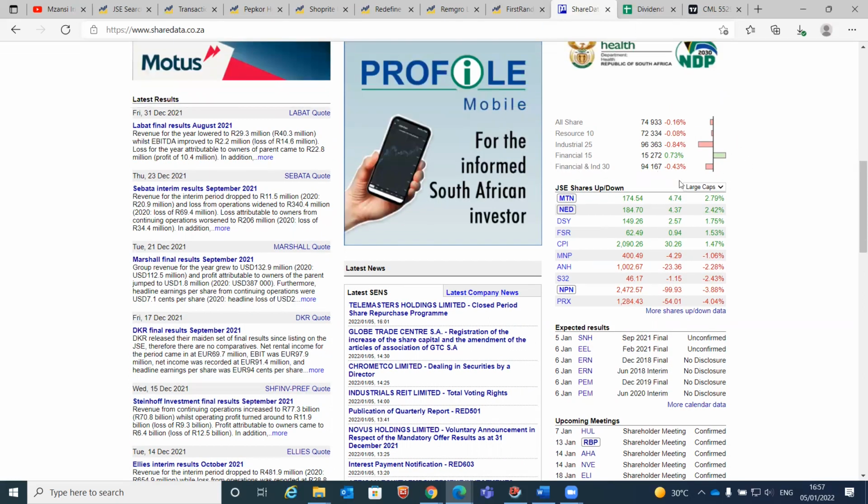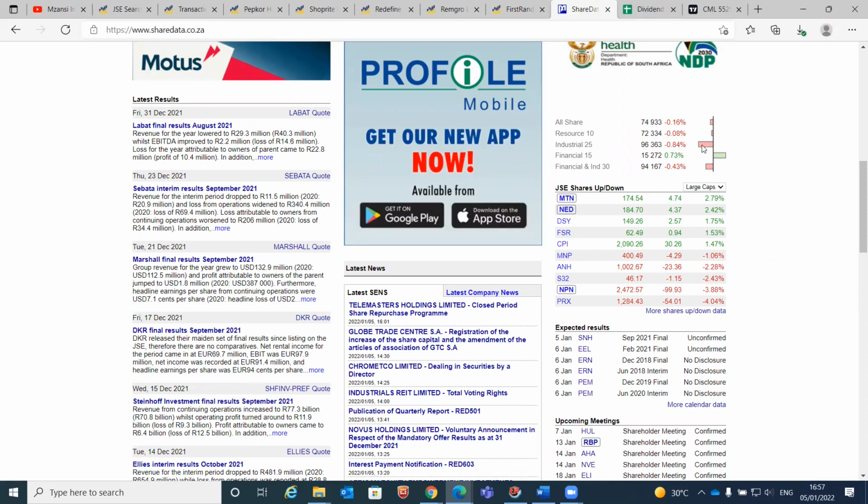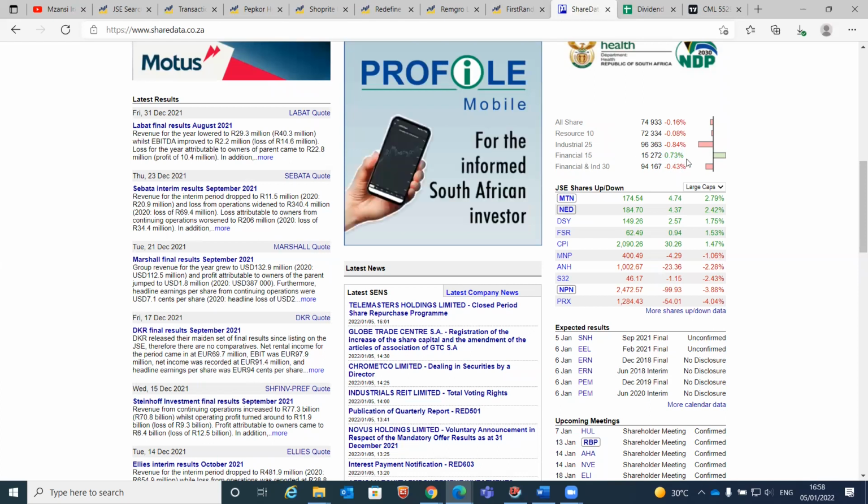And then you can see the different JSE sectors. You can see the all share index is down by 0.16, and the resources are also down, but industrial is the one that performed poorly today. And then you can see that the financials are up 0.73%.